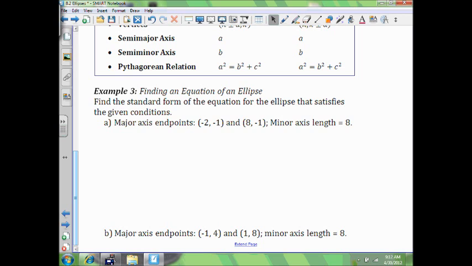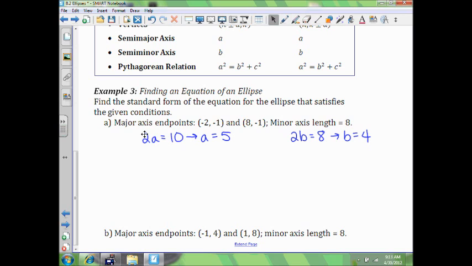We'll go through this. It says your major axis endpoints are (-2, -1) and (8, -1). That means 2a, the distance between -2 and 8, is 10. That means a is 5. Your minor axis length is 2b. That's 8. That means b is equal to 4.